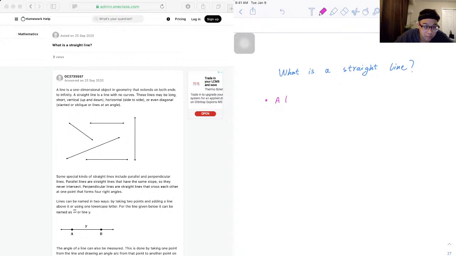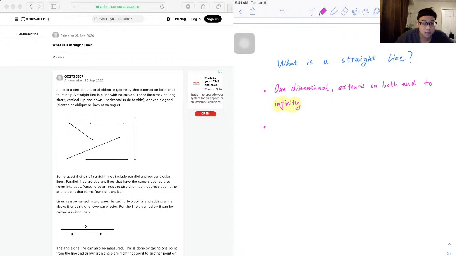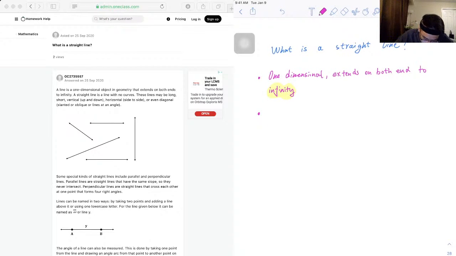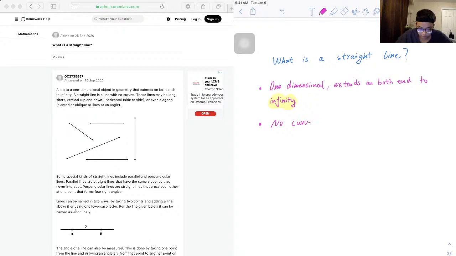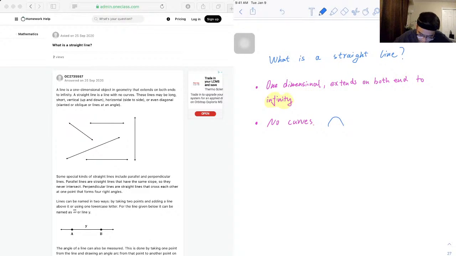A line, one-dimensional, extend on both ends to infinity. And it is a line with no curves. So no curves. So if we got something like this, or something like that, that is not a straight line.